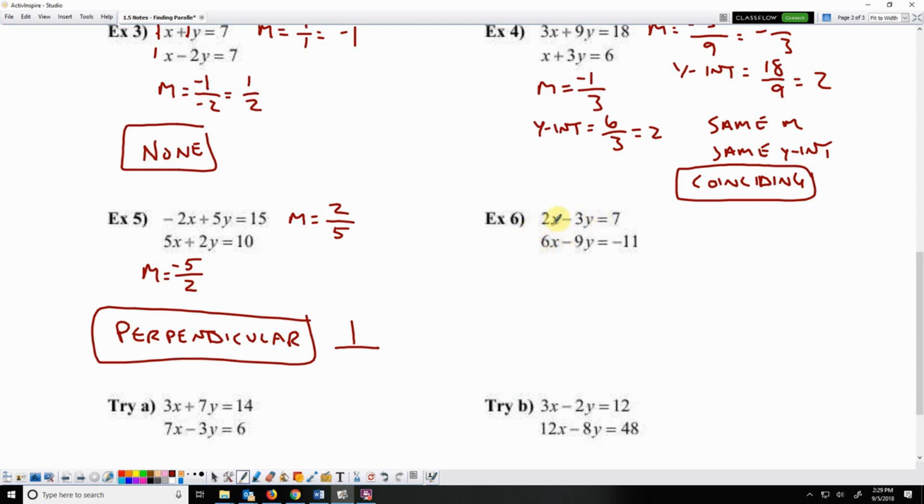So next we've got a slope with the opposite of A being negative 2. B is negative 3. So 2/3. And the second line, opposite of A is negative 6. B is negative 9. Negative over negative is positive. 6/9 is 2/3. So we've got the same slope. So we check the y-intercept.